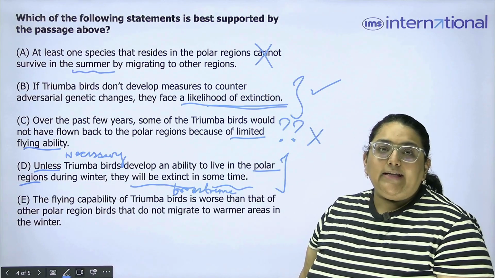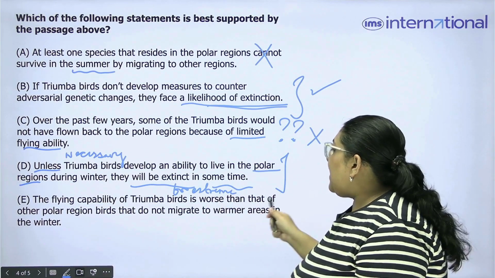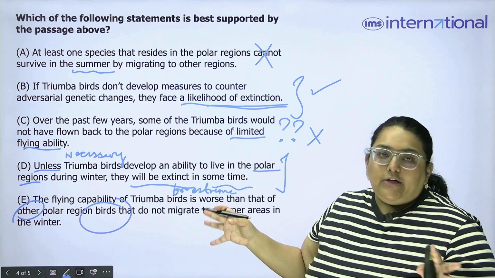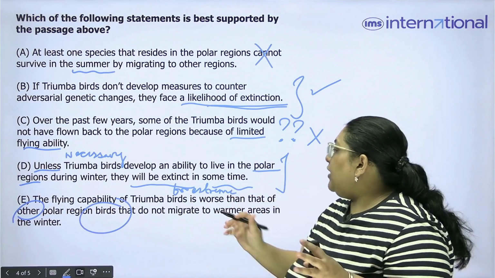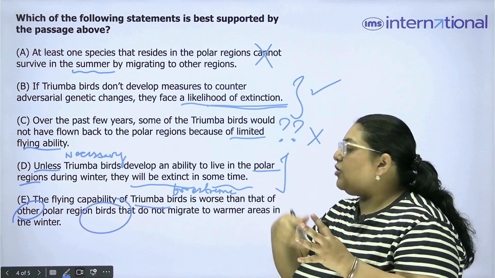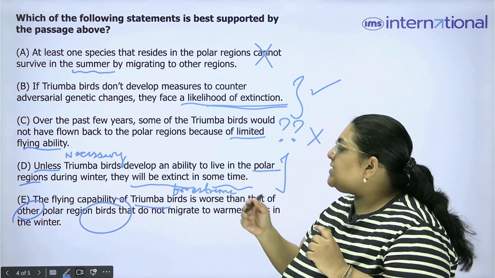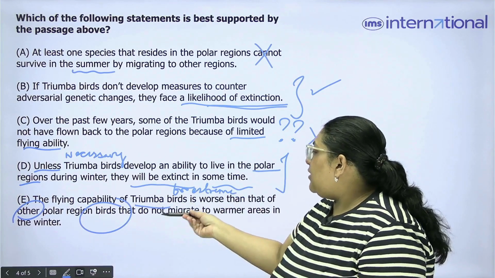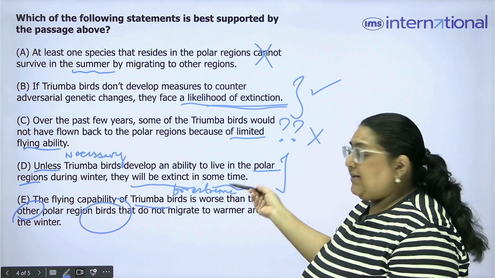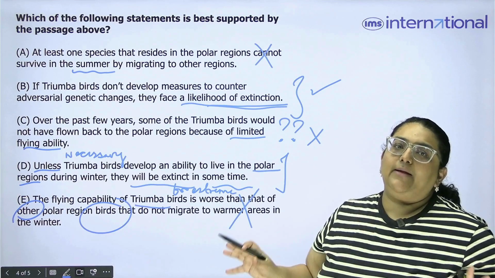But let's have a look at E also. The flying capability of Triumba birds is worse than that of other polar region birds. Other birds. We never talked about any other bird in the argument. We were only talking about Triumba birds. So we cannot infer anything about the other birds, or compare the Triumba birds to other bird species, because that information is not present. So whether other birds who do not migrate have a capability that is worse or better than theirs, we are not able to comment on that. So we can safely eliminate E.